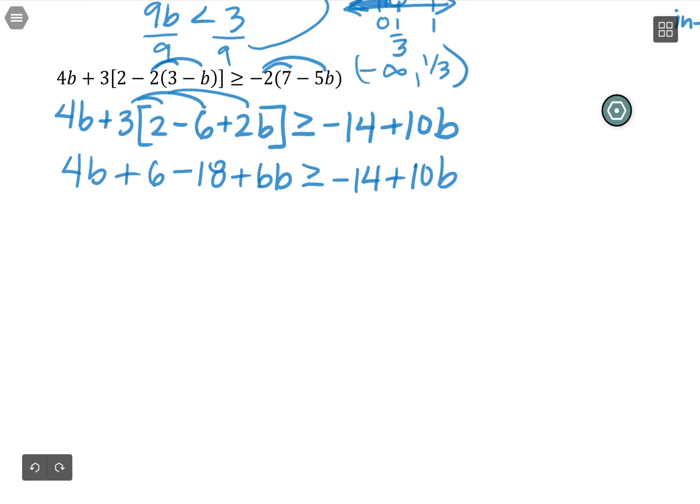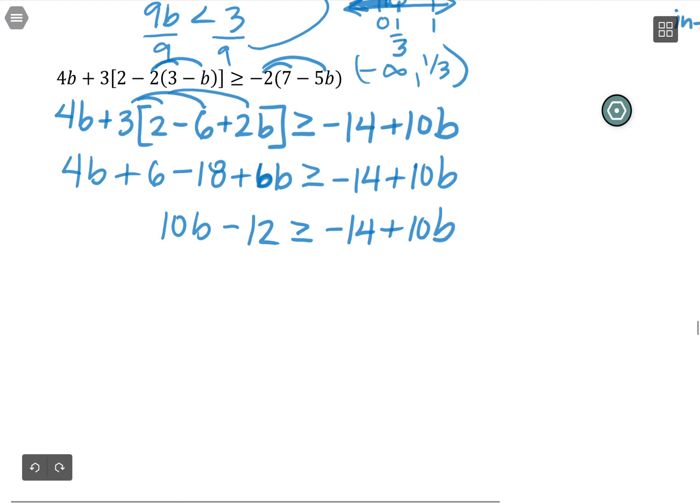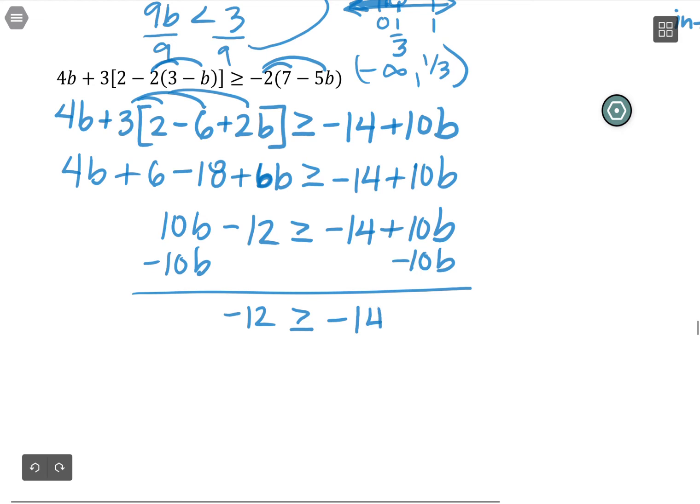So I think I have the exact same thing on the left. 10b, this is supposed to be a 6, not a b. Minus 12 is greater than or equal to negative 14 plus 10b. And when we go to move our b's to the same side, they drop out completely, and I end up with negative 12 greater than or equal to negative 14. Okay, so maybe I didn't quite make it happen. Which is, again, a true statement. I think I was going for a false statement, but negative 12 really is bigger.